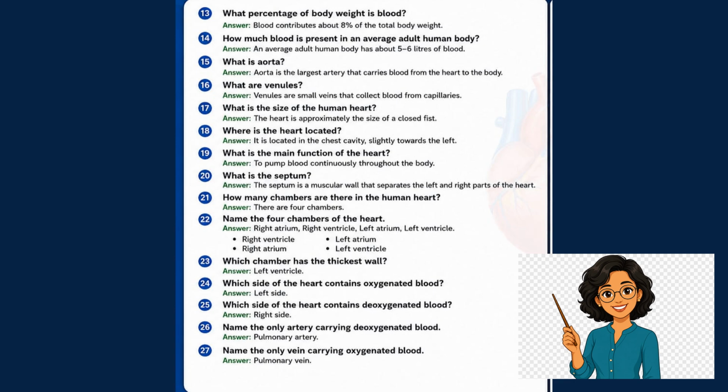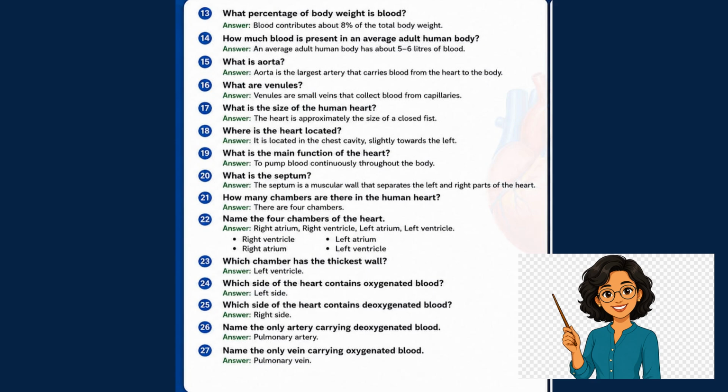Question 16. What are venules? The answer is, venules are small veins that collect blood from capillaries. Question 17. What is the size of the human heart? The answer is, approximately the size of a closed fist. Question 18. Where is the heart located? The answer is, in the chest cavity, slightly towards the left.